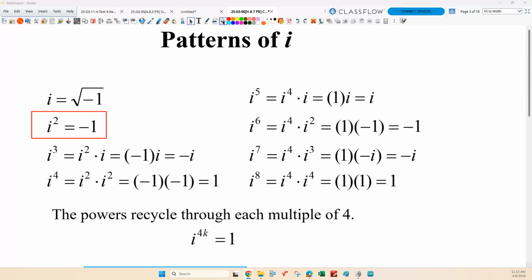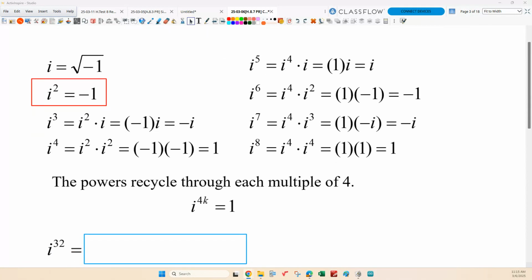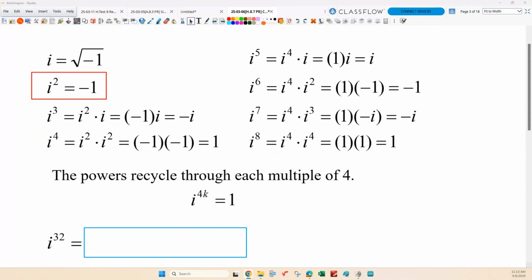So let's look for some patterns of i. Notice we see something going on here. i is by definition equal to the square root of negative 1. It's just equal to i. i squared we already know is negative 1. i cubed we could break up into i squared times i using our properties of exponents. i squared is just negative 1, so that becomes negative i. i to the fourth we could write as i squared squared, negative 1 squared, which is positive 1.